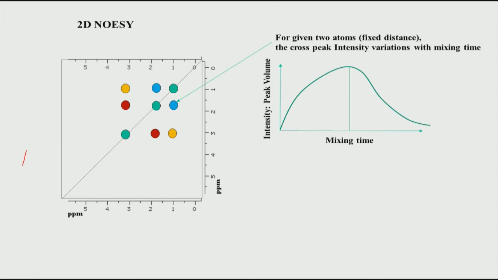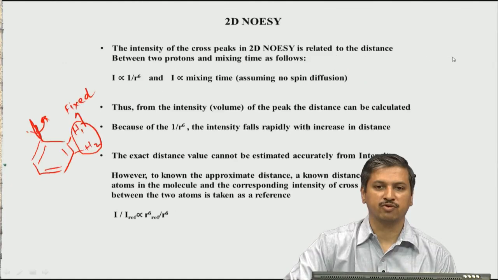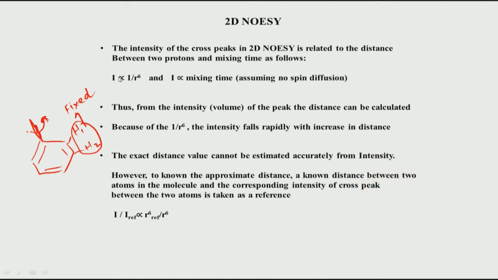Now, let us see how the effect of mixing time comes into the picture. Again, we are looking at the intensity of the cross peak. For any given two atoms, suppose I keep the distance fixed and now vary the mixing time. Remember, if you go back to this slide, intensity is related to distance. So, for any two atoms, how does the intensity vary with mixing time?